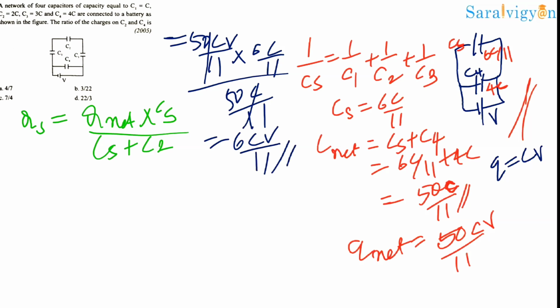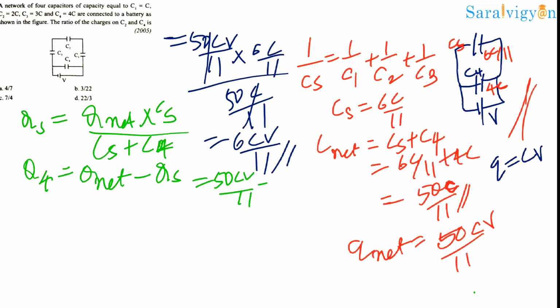Now let us find Q4, which is the charge in the second arm, or the charge through C4. So Q4 will be equal to Q net, the total charge, minus the one in the first arm. So we have 50CV by 11 minus 6CV by 11, which we can write as 4CV. 50 minus 6 is 44, so 44 by 11 is 4.